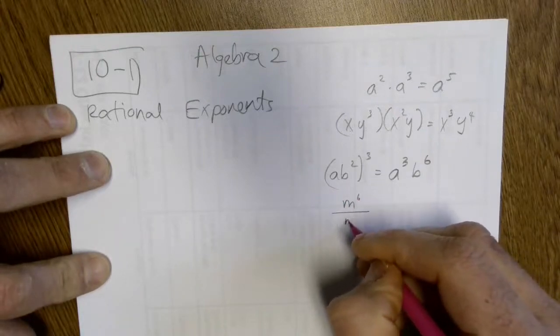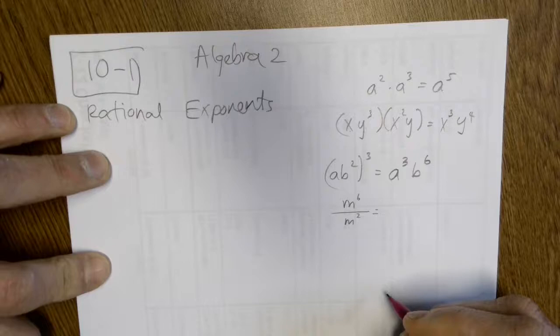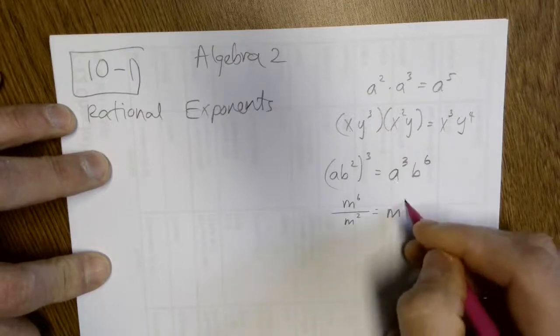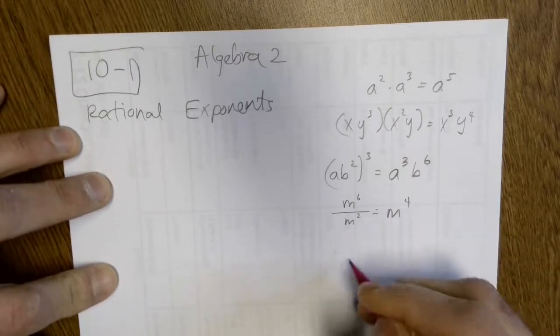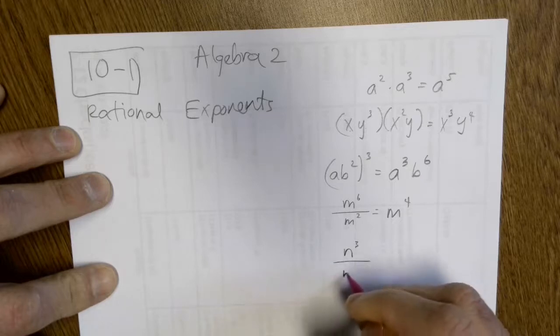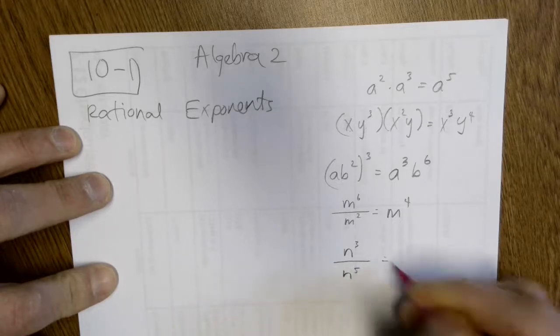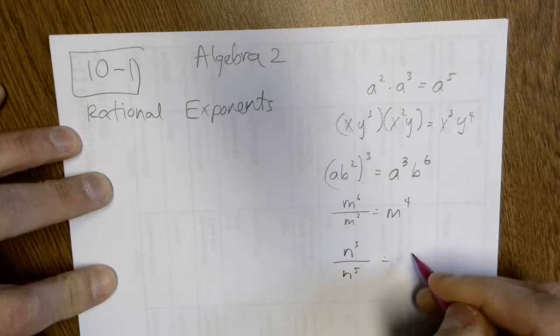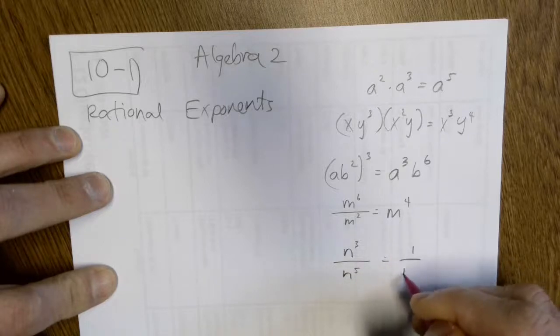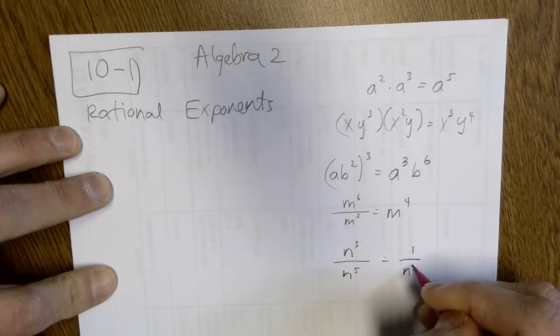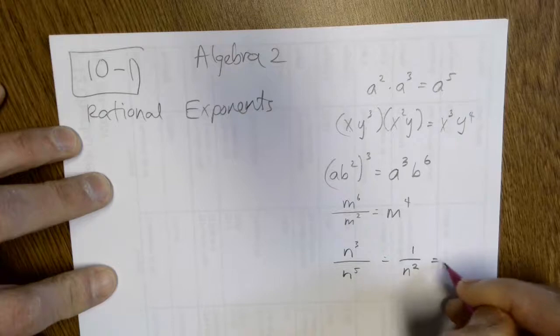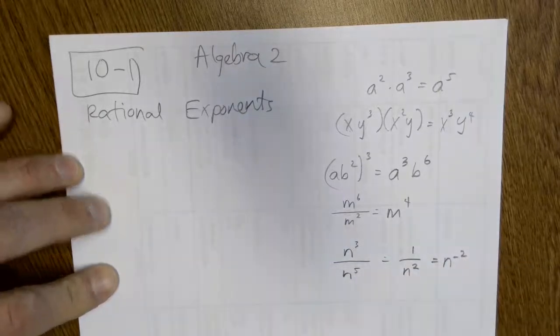M to the sixth over m squared. Remember how to do that? Good. M to the fourth. You subtract them. Okay, now what happens if you got this guy? There's two answers. You could say it's 1 over n squared or n to the negative 2 power.